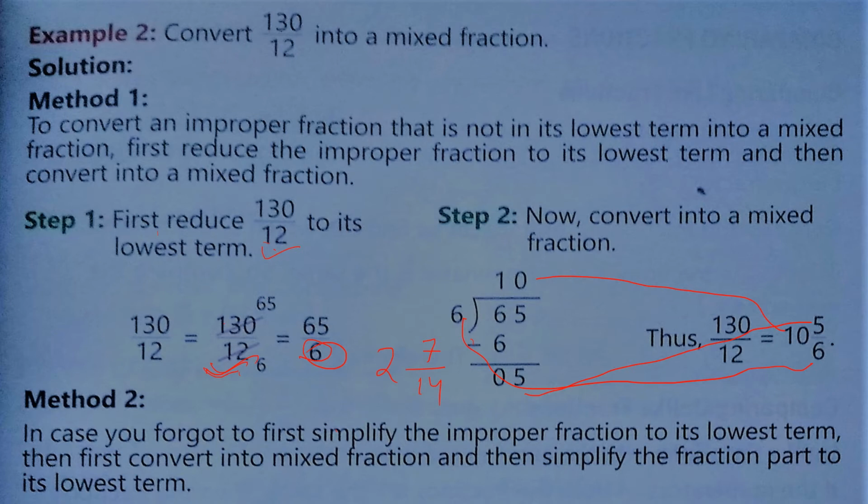Okay, so we can reduce this fraction part here, because 7 1s are 7 and 7 2s are 14. So the new answer will become 2 whole 1 by 7. Got it? In this way also we can do. If you forgot to convert the fraction into the lowest term, after converting into a mixed fraction, we can also do it in this way. Got it?